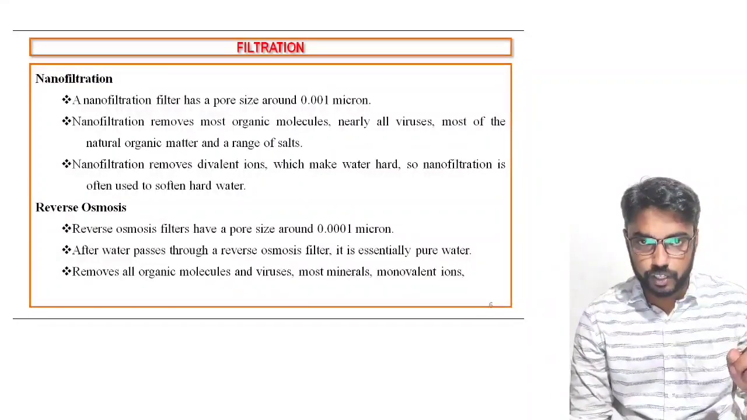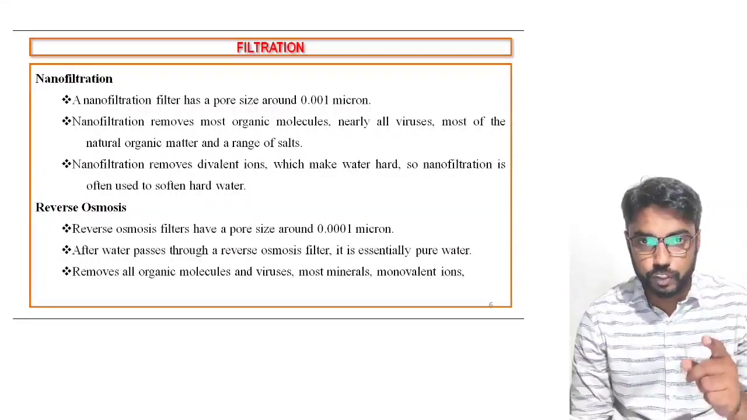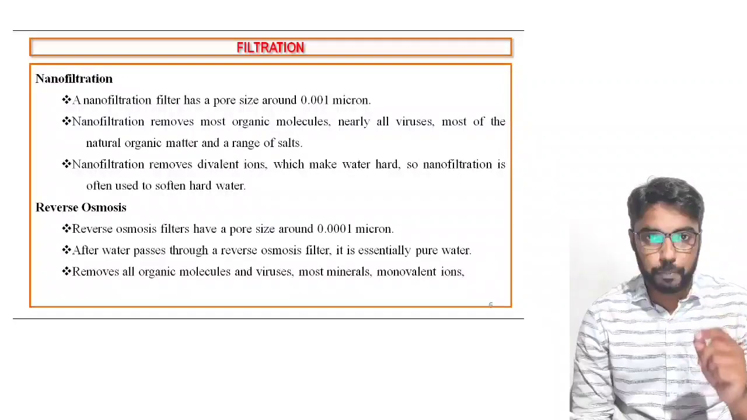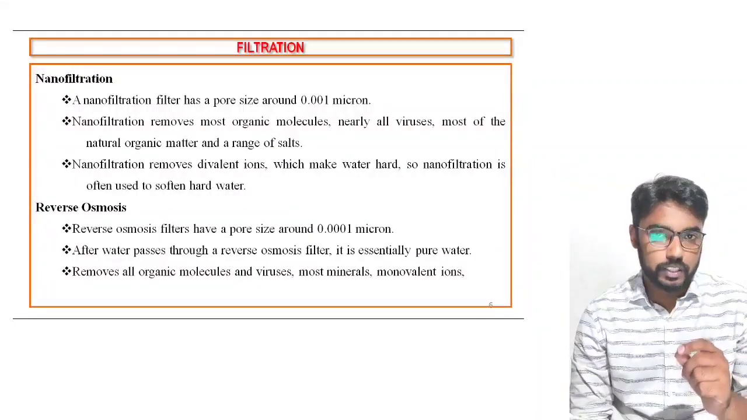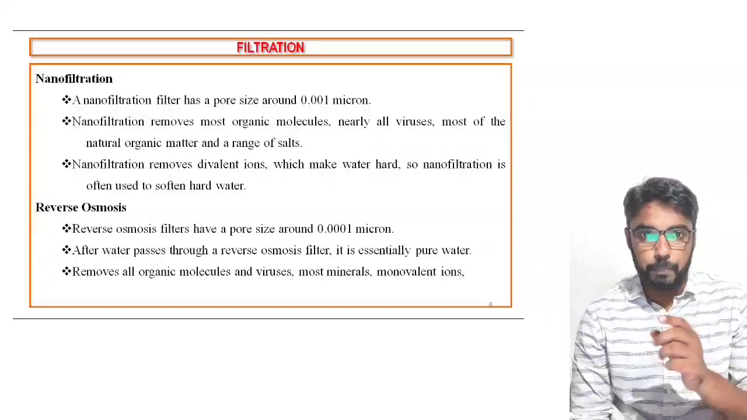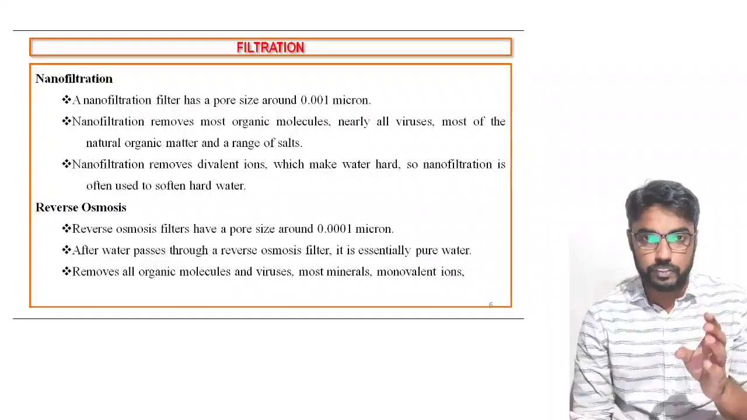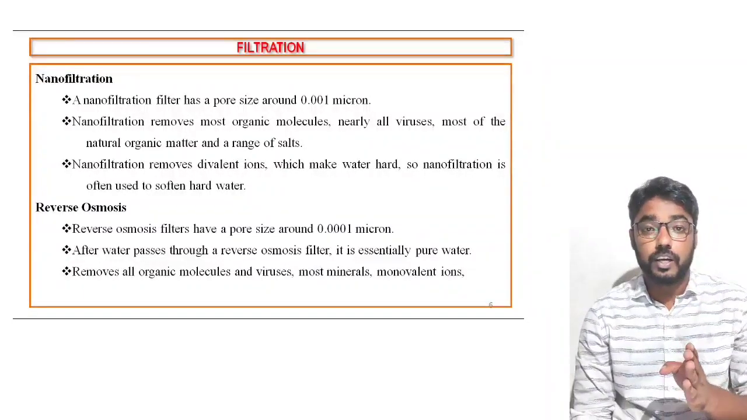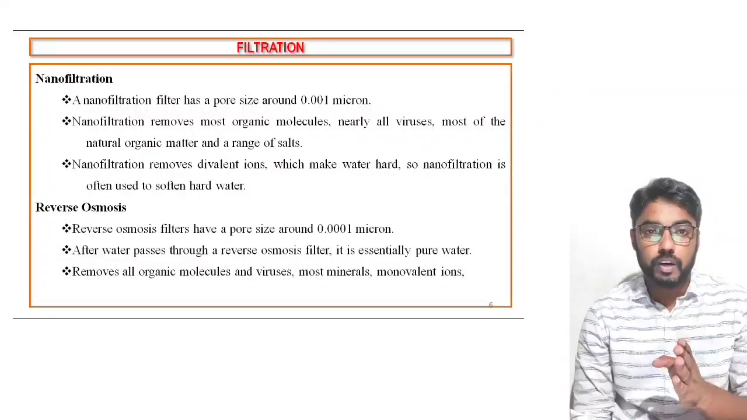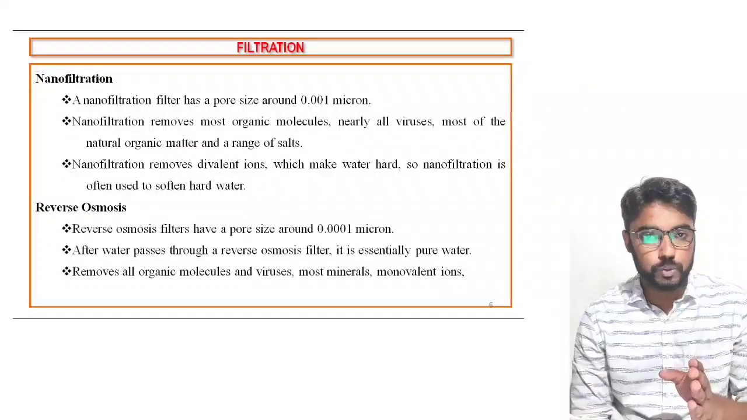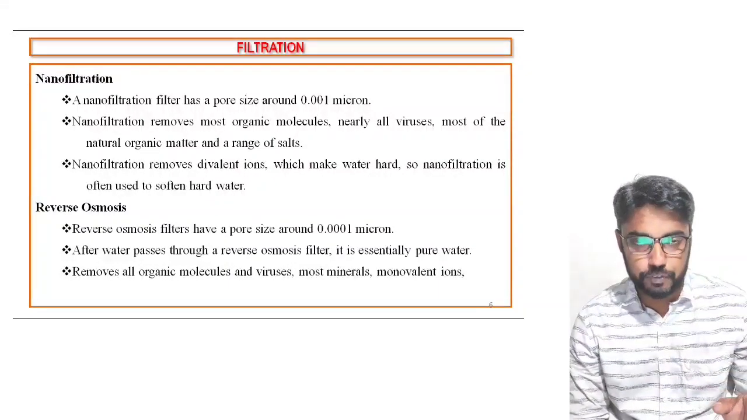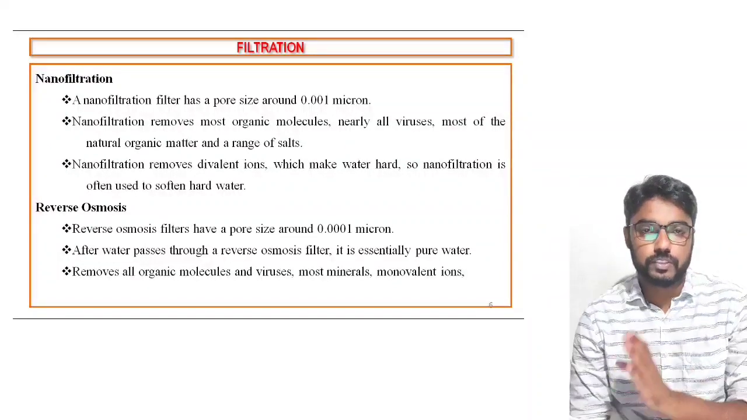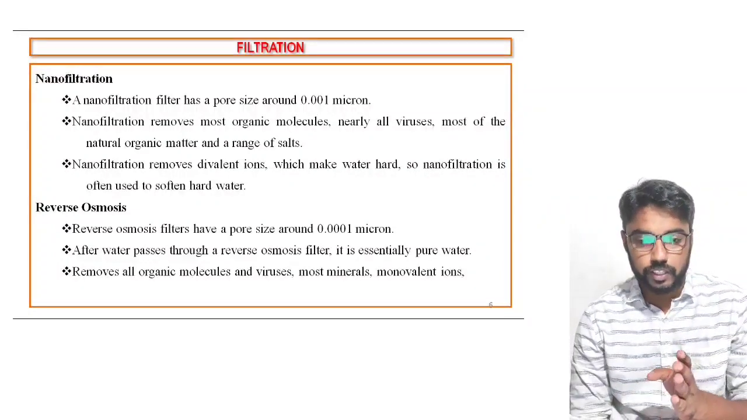In the case of ultrafiltration, the pore size is 0.01 micron, and in the case of nanofiltration, the pore size is 0.001 micron. Okay, that's the difference, and that means the porosity of ultrafiltration is high, and the porosity of nanofiltration is less. That's why nanofiltration can remove a large number of viruses compared to ultrafiltration, which can only remove some viruses, but nanofiltration can remove nearly all viruses.